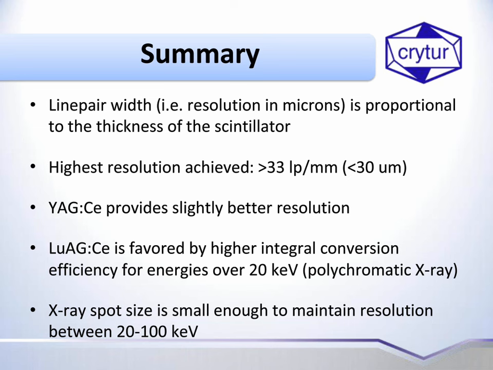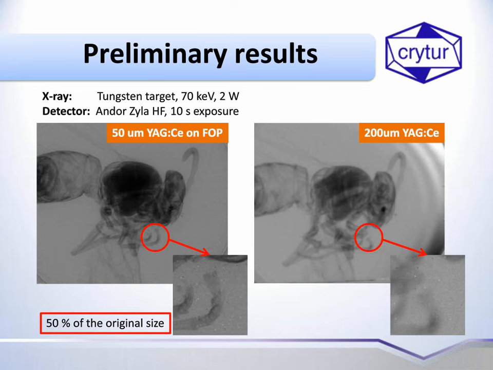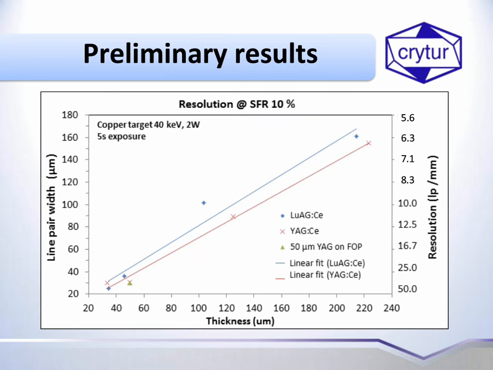There were two lines, so we could see that YAG, let's see, it will be easier for you, is slightly better. YAG is the red line, so you can see that it's lower in the graph, so it means you have more line pairs per millimeter from YAG.